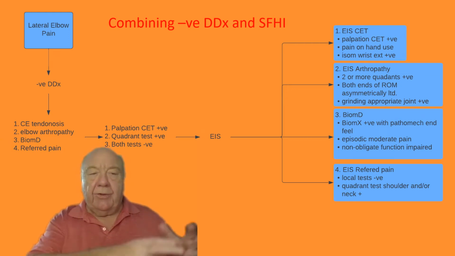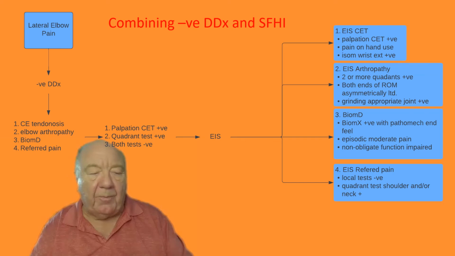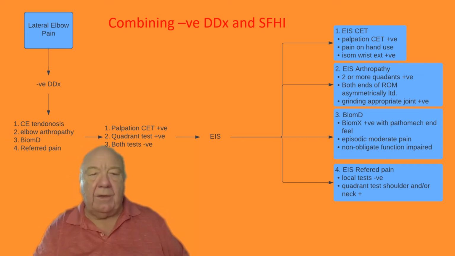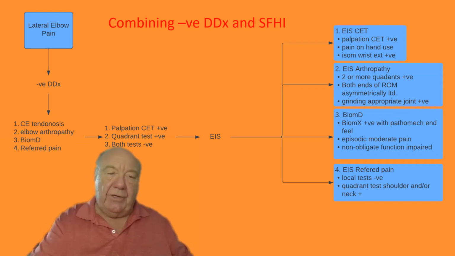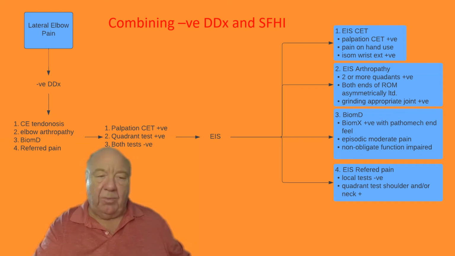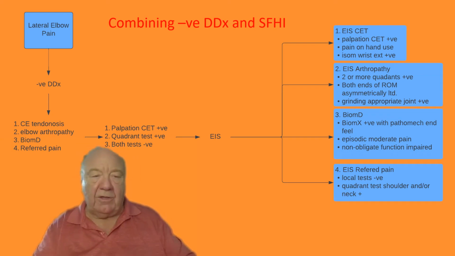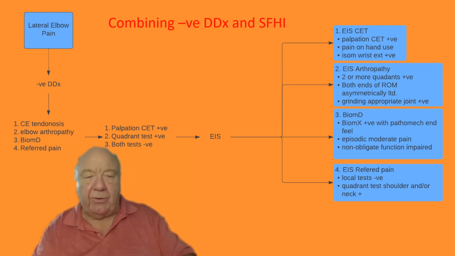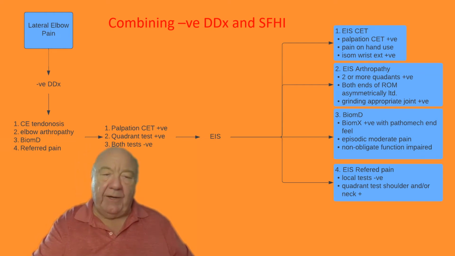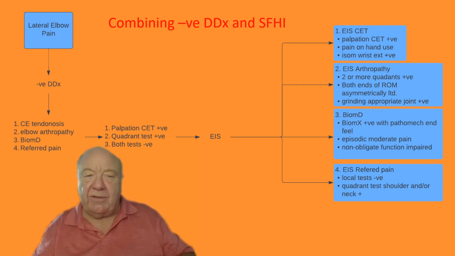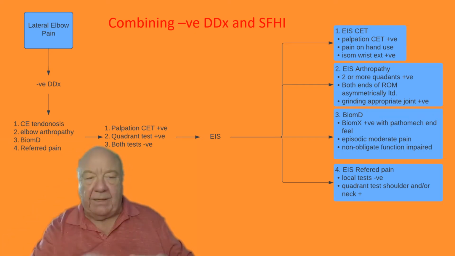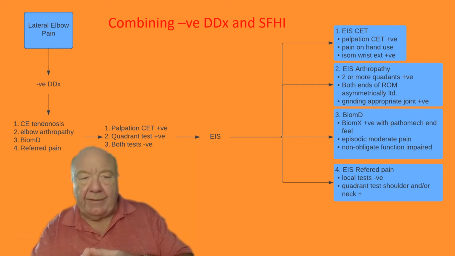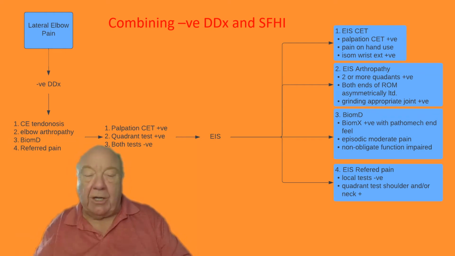trying anyway. So we're coming back to, again, lateral elbow pain, which we've been using all the way through this, and we're going to apply negative differential diagnosis. So our 4 differentials are going to be the same as they were before: common extensor tendinosis, elbow arthropathy, biomechanical dysfunction, and referred pain. But now we're going to use highly sensitive tests for each one of those to basically eliminate each one until we can't eliminate it.